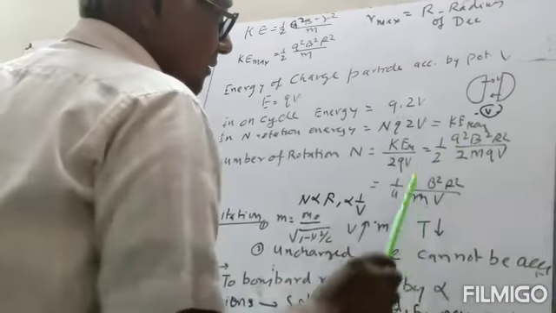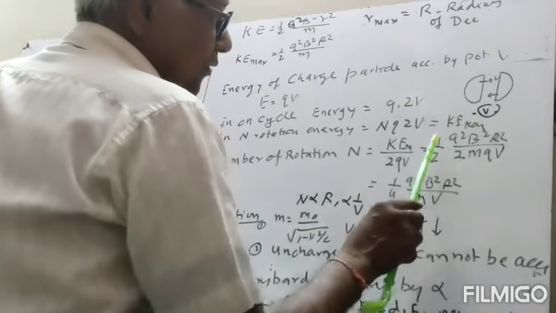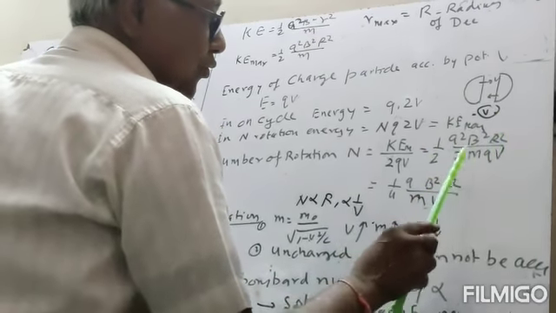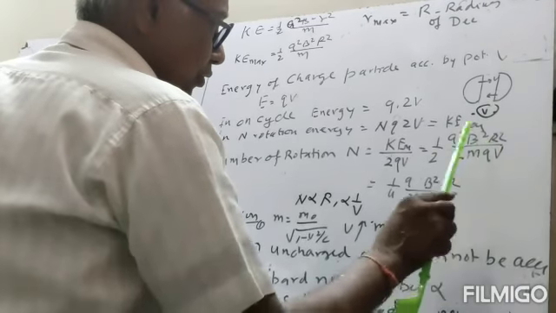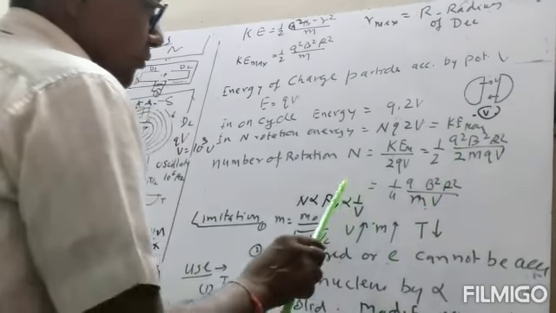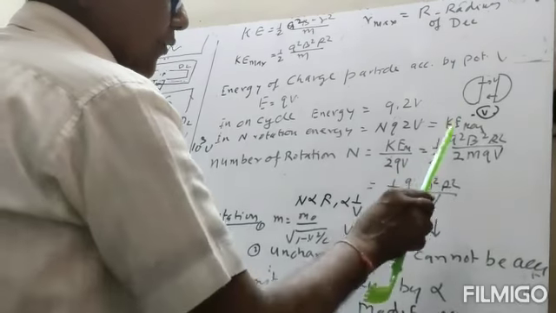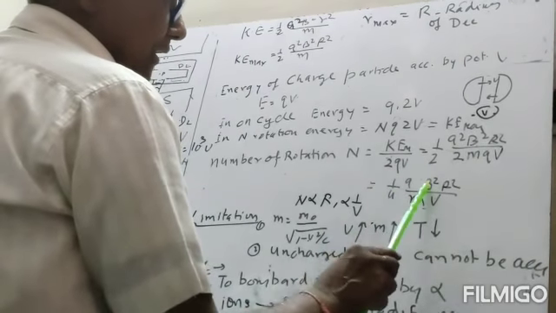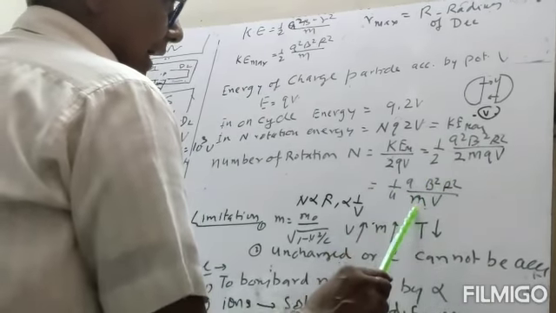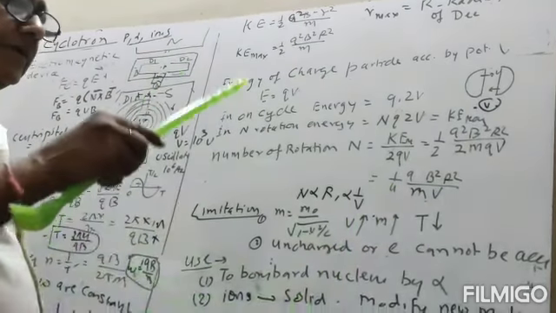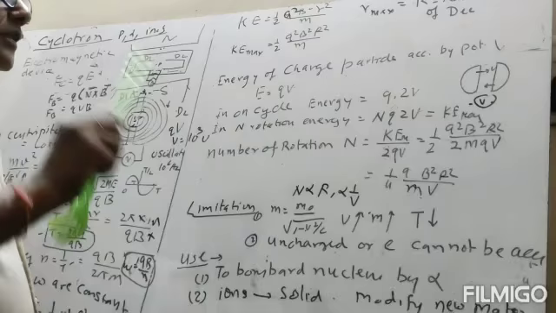We substitute here. This will be equal to 1/2 q² B² R² / m divided by 2qV. So this q will cancel. So this will be equal to q B² R² / (4 m V). This will be the number of turns completed before the particle exits.